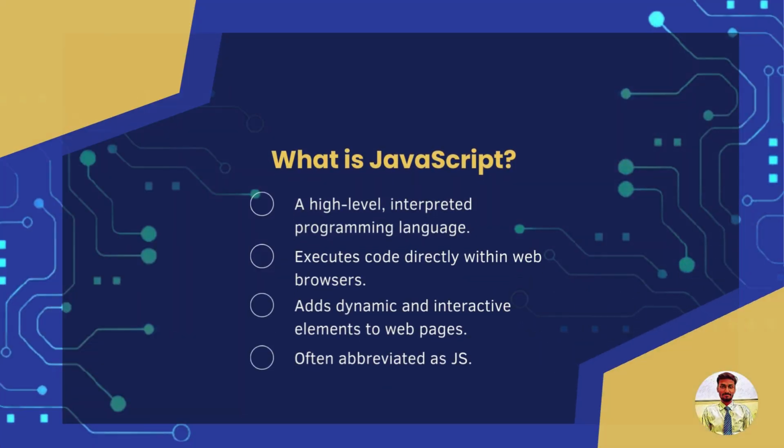What is JavaScript? JavaScript is a versatile and powerful language that allows web developers to bring web pages to life. Unlike HTML, which defines the structure of a page, and CSS, which styles its appearance, JS injects interactivity. Imagine buttons that respond to clicks.